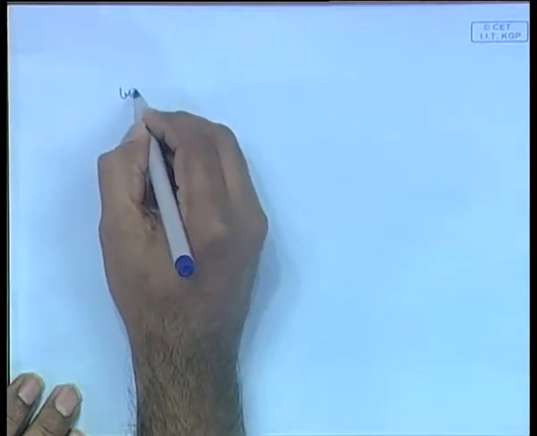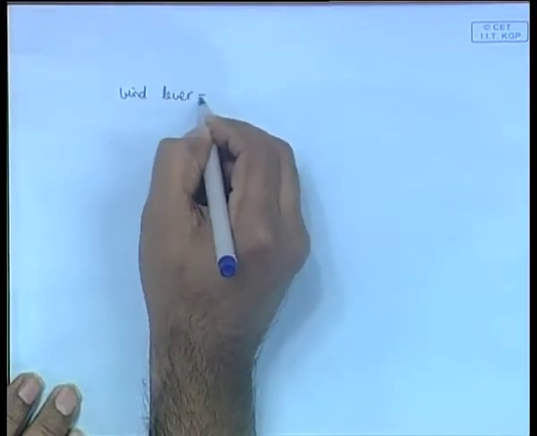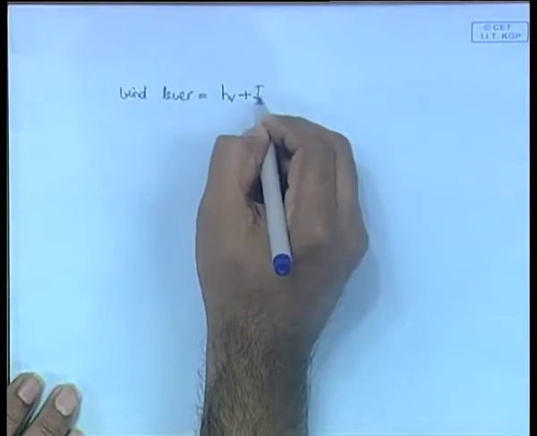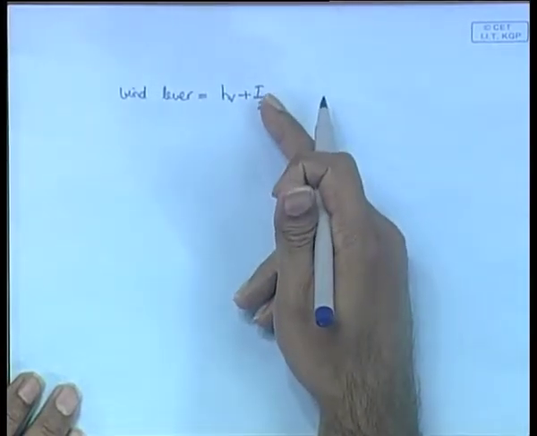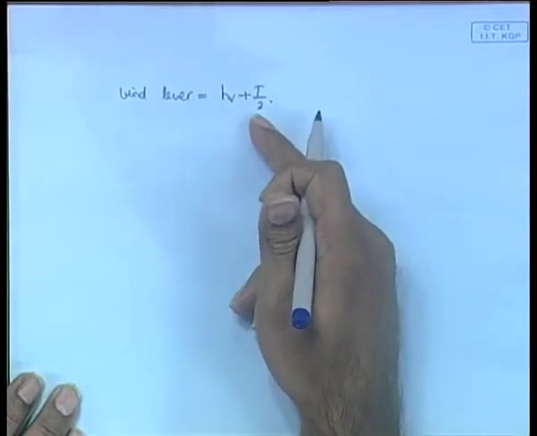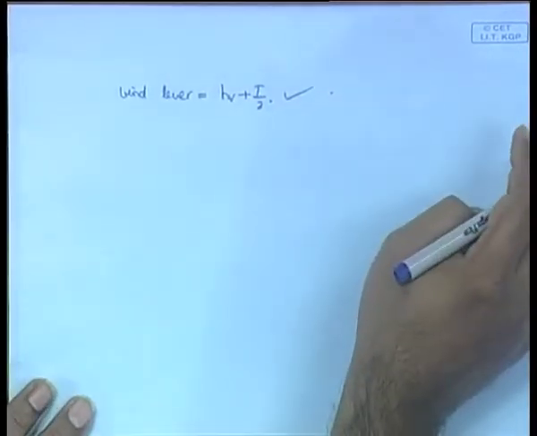First of all we have to find the wind lever. As we have said, it is HV plus T by 2. This is very straightforward. T is the draft, so T by 2 plus HV, everything is given. So, this you can calculate.